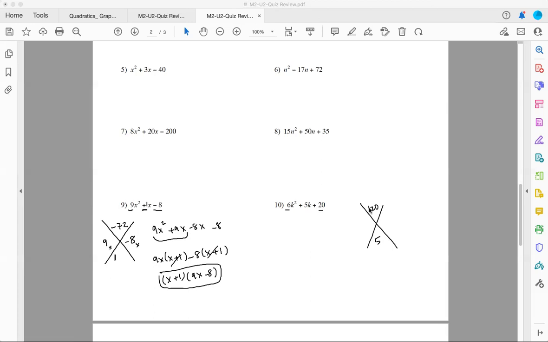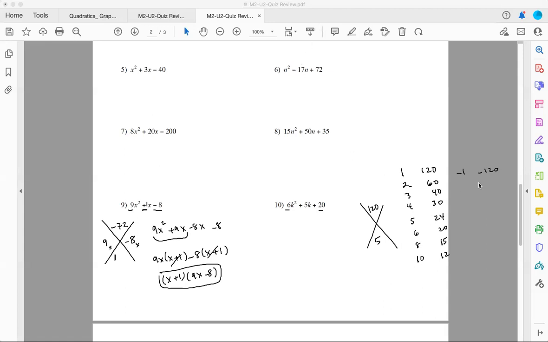So let's double check. If I go 120, 1 and 120, and I can do -1 and -120. Well, let me just start with the positives. I can do 2 and 60, 3 and 40, 4 and 30, 5 and 24, 6 and 20, 7 doesn't go, 8 goes into 120 15 times, 9 doesn't, and 10 and 12. And notice as we go through this list, the gap between the numbers shrinks. Look at the numbers between 10 and 12.